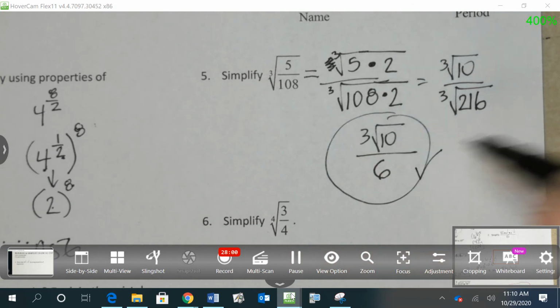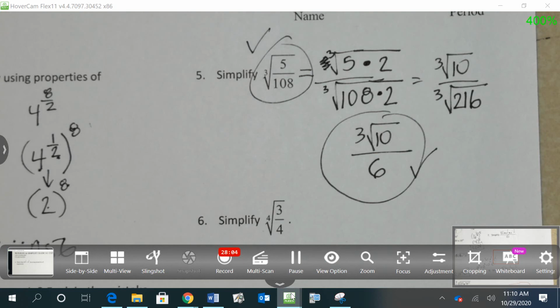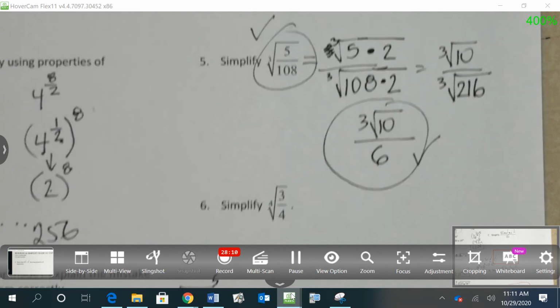If you plug this into the calculator and you plug this into the calculator, they'd be the same decimal answer. We just rewrote it. We no longer have radicals on the bottom. Okay, let's go on to the next one.